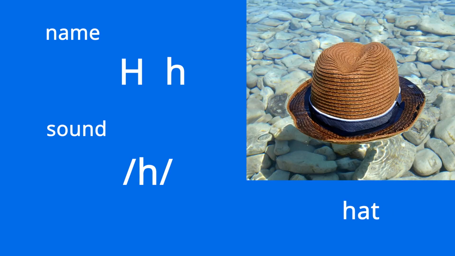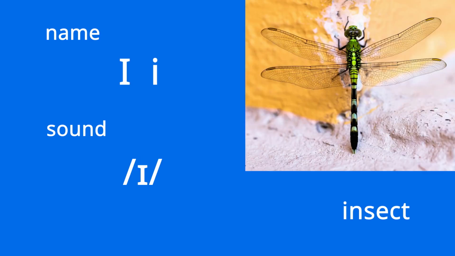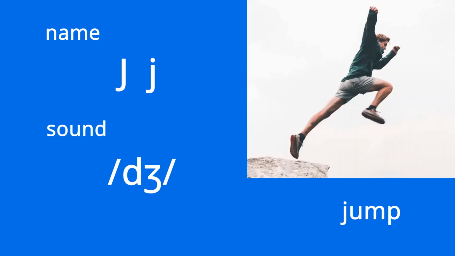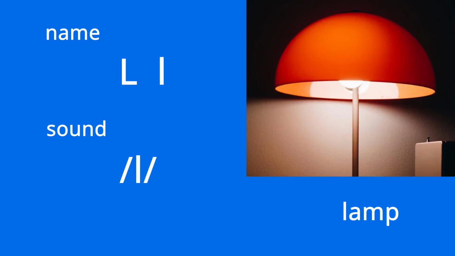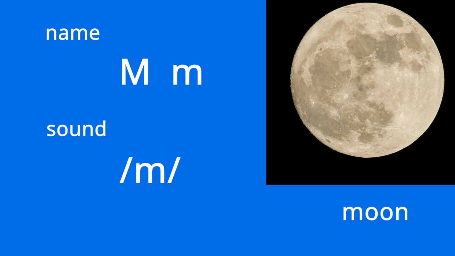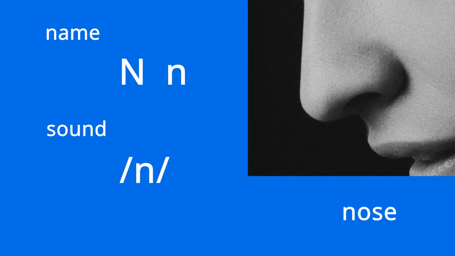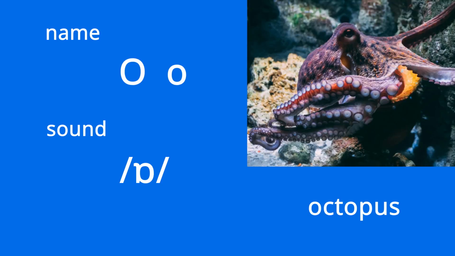H sounds like H, as in hat. I sounds like I, as in insect. J sounds like J, as in jump. K sounds like K, as in kite. L sounds like ul, as in lamp. M sounds like M, as in moon. N sounds like n, as in nose. O sounds like O, as in octopus.